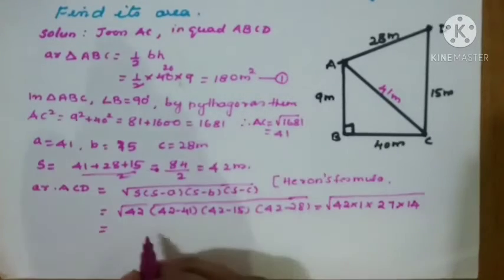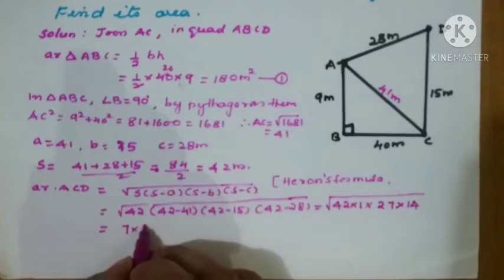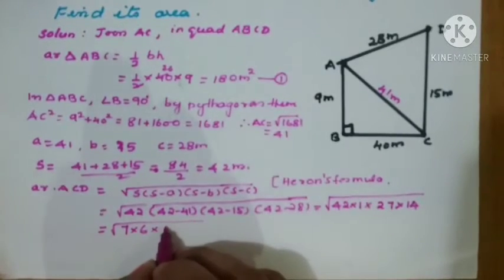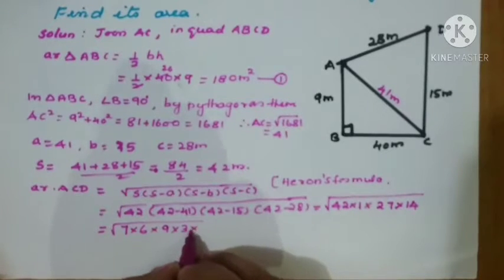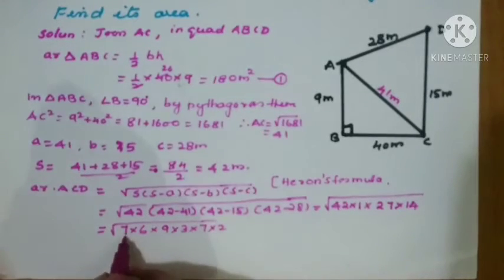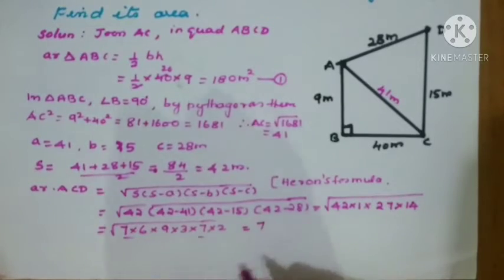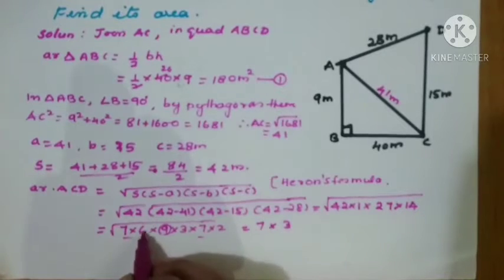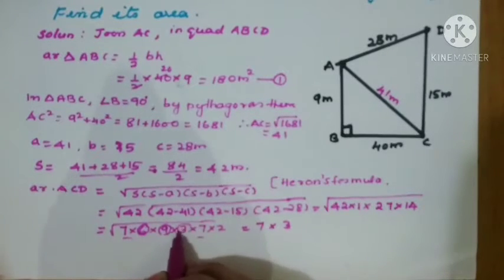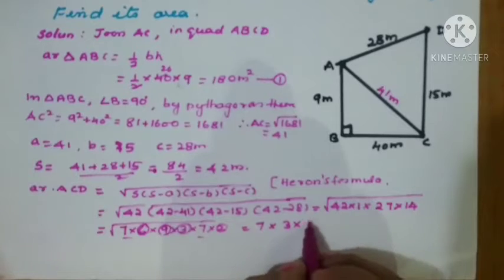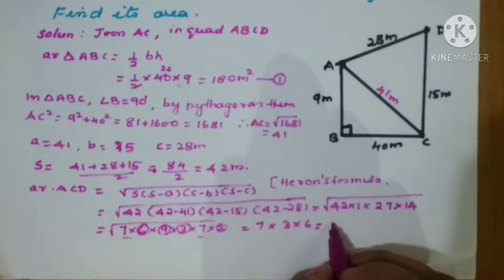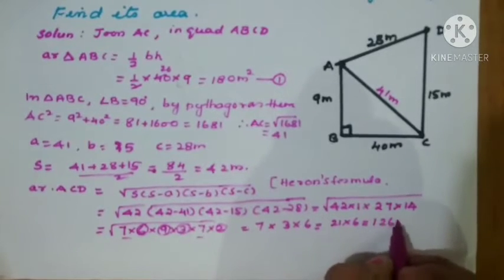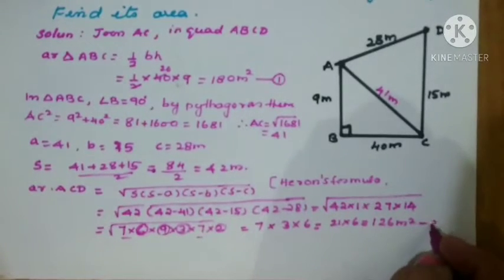Already we have 42, that means we write the factors 7 into 6. Next 1 only, 9 into 3 into 7 into 2. So 2 times 7, one 7 we can take out. Again the root of 9 is 3, and 6, 3 and 2, that means 2 times 6. So it is equal to 21 into 6, 126 meter square. Equation number 2.